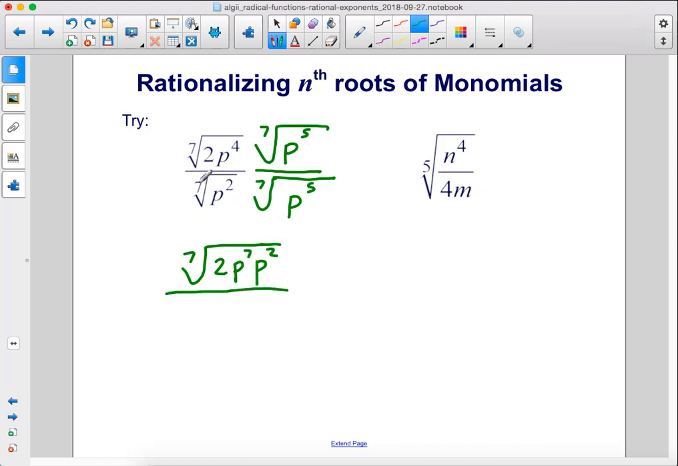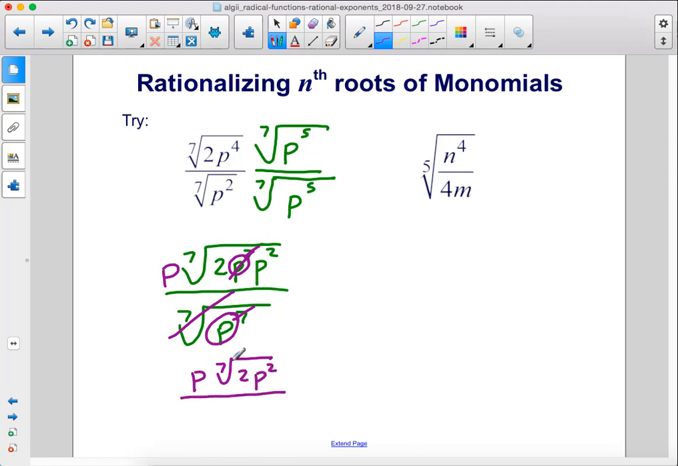All right, and on the bottom, we have the 7th root of p to the 7th, because p squared times p to the 5th gives us p to the 7th. And that means this and this cancel out, leaving us with just p on the bottom, and this one cancels out, so we get a p out front, and so that gives us p times the 7th root of 2p squared divided by p. And then this p cancels with that p, leaving us with an answer of the 7th root of 2p squared.